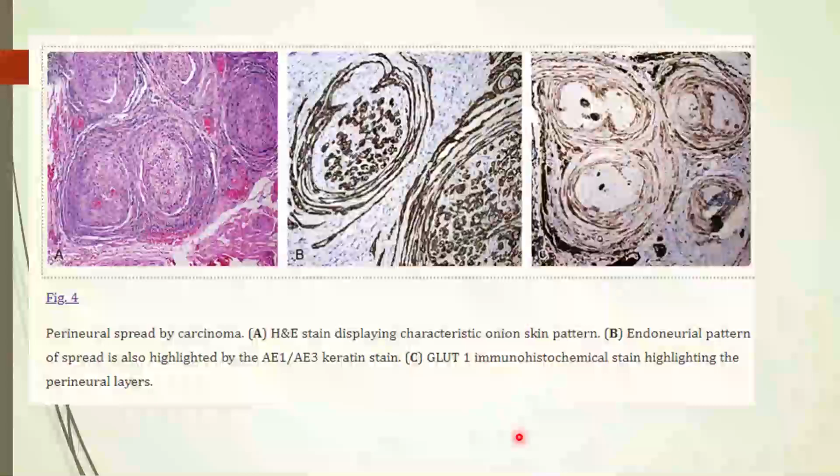So in pathology, it generally shows this characteristic onion skin appearance. Then AE1 and AE3 keratin stains are generally positive in perineural invasion, and IHC of GLUT1 highlights that perineural invasion is present.